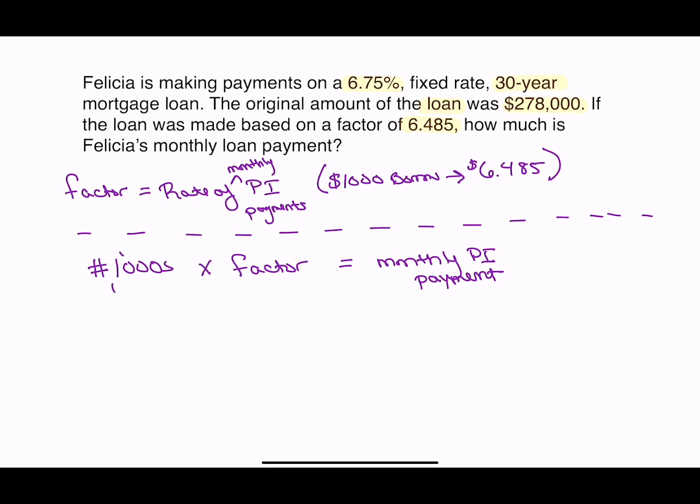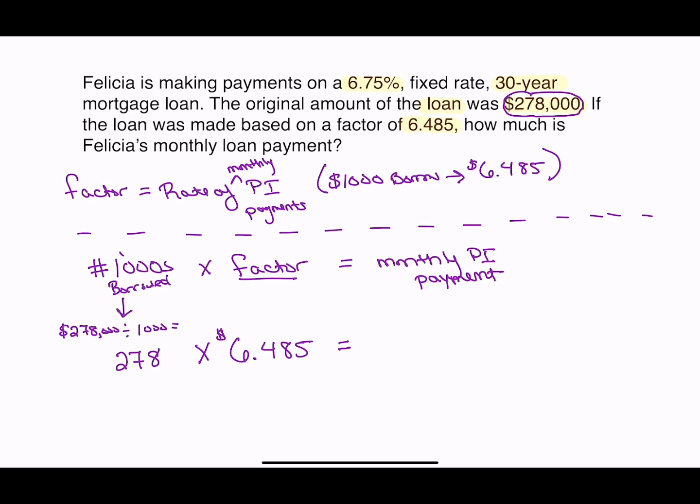So the number of thousands borrowed, I guess to know that, we need to know the loan amount. So the problem says the loan was for $278,000. So what I'm going to do is take 278,000 divided by 1,000, and that's going to give me 278. There are 278 thousands in 278,000. Well, we have to multiply that by our factor, and we know our factor is actually 6.485, which is always a dollar amount.